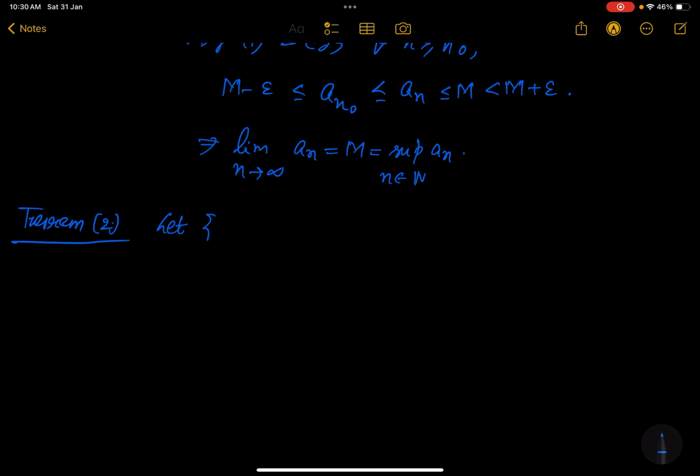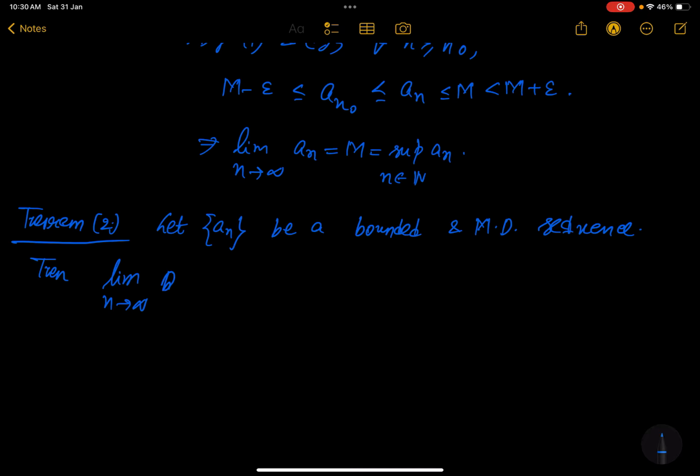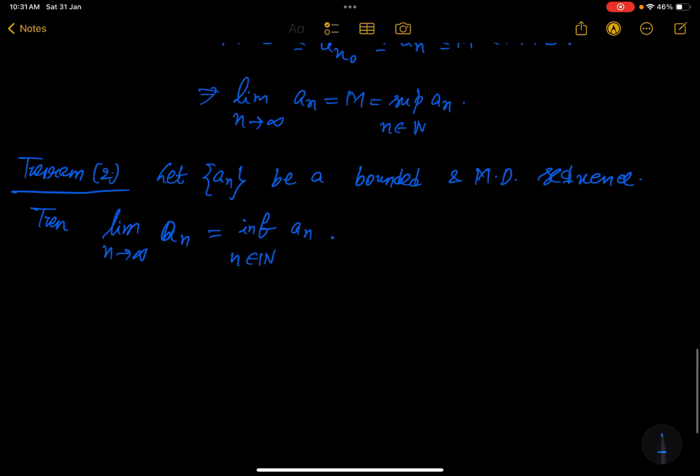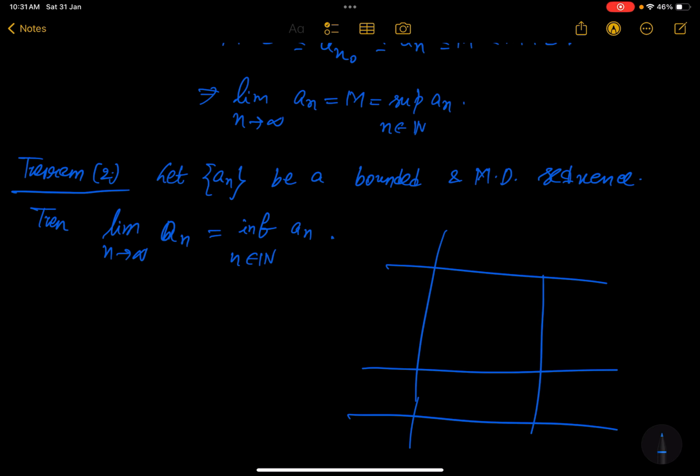So let a_n be a bounded and monotonically decreasing sequence, then the limit as n goes to infinity of a_n is equal to the infimum of a_n, n belongs to N. This is the greatest lower bound, right? This infimum exists because a_n is bounded, which means again I have some bound. Okay, this is the bound.